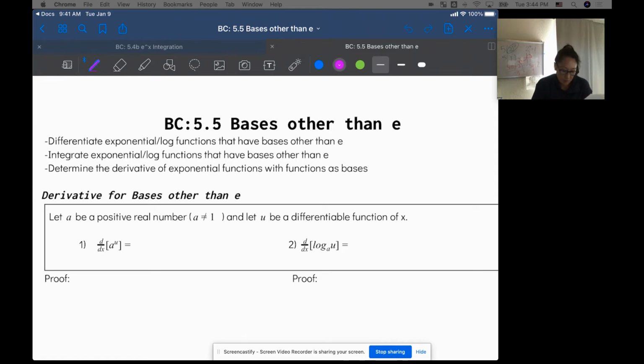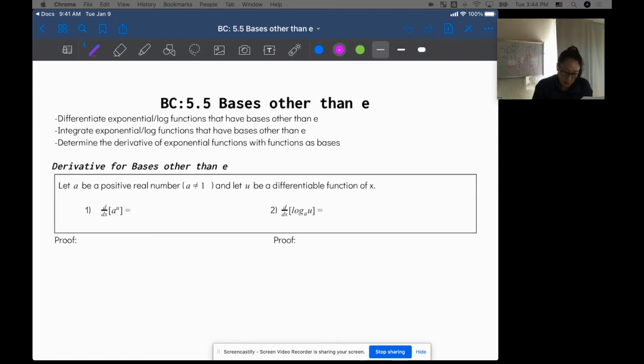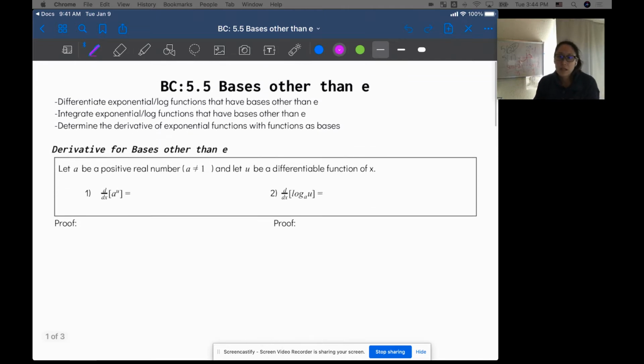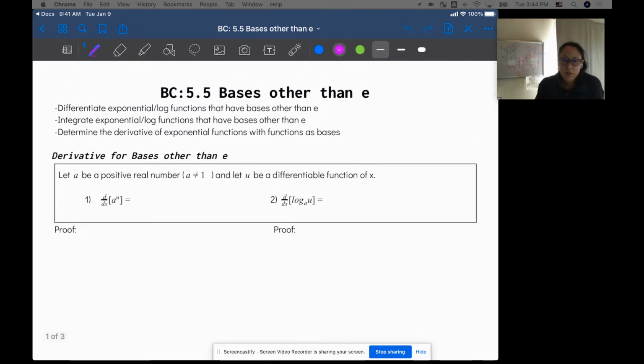All right, there's a lot here. I'm going to try my best to be speedy. Okay, so we're going to do bases other than e for differentiation and integration.